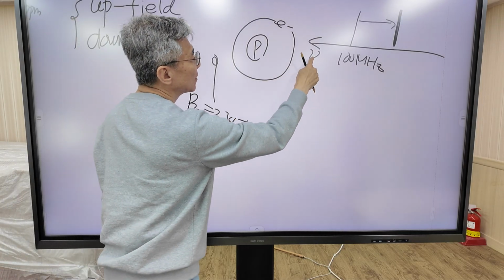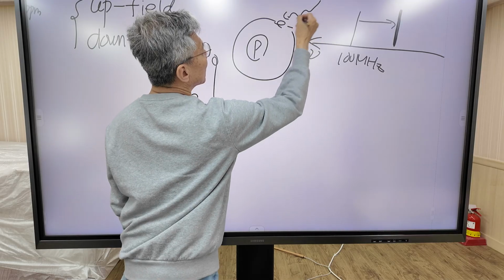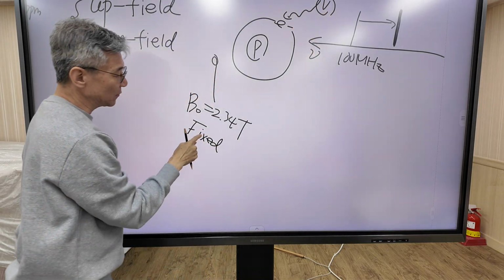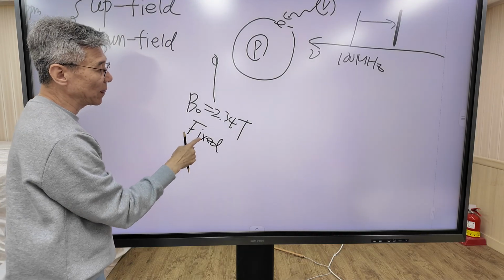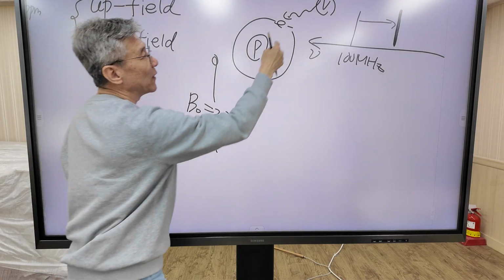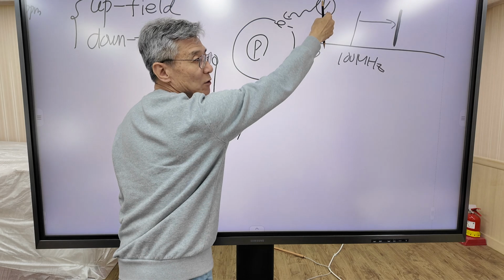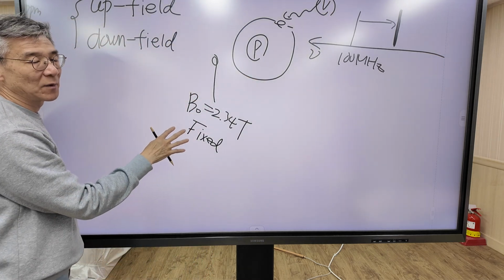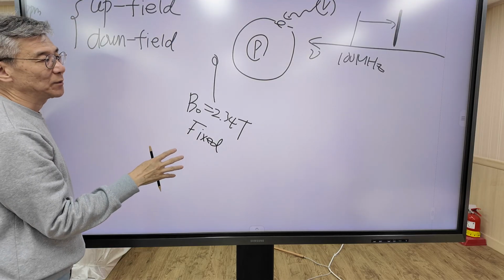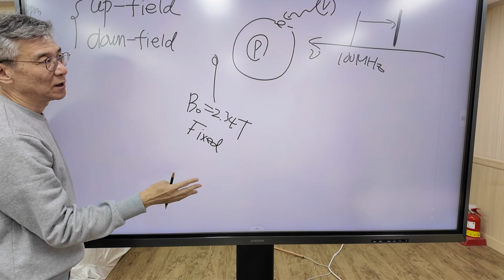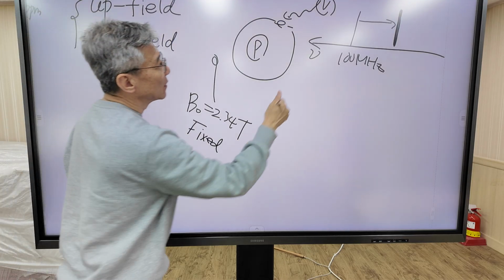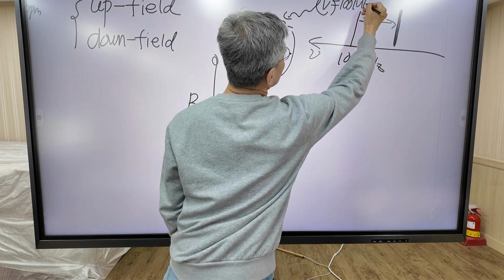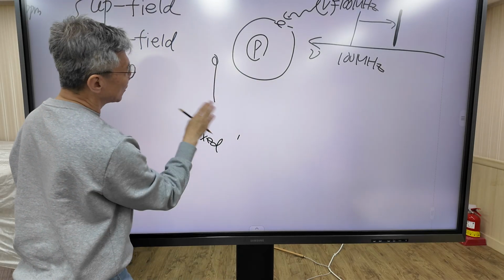So in this setup, the magnetic field is fixed, and we vary the frequency of the radio frequency. This is fixed. In this experimental setup, B0 is fixed. We vary the radio frequency to resonate the proton, right? This is the original experimental setup, but sometimes later, the experimental setup is changed. In this experimental setup, this one is fixed. And this one varies.